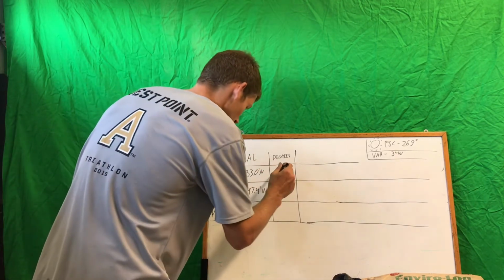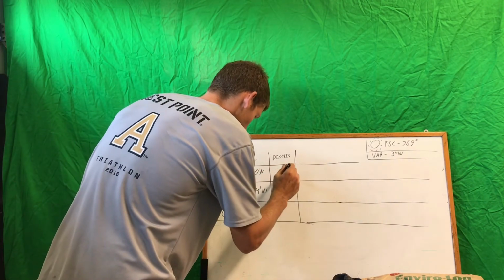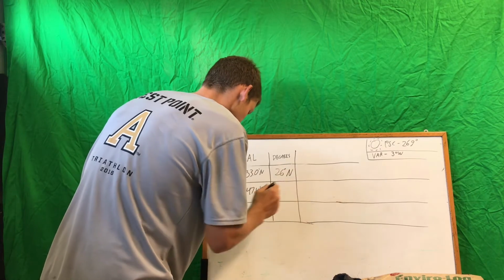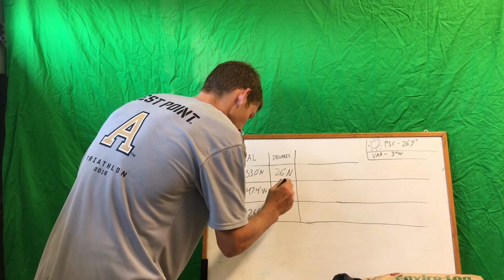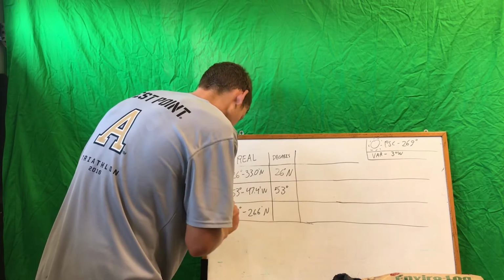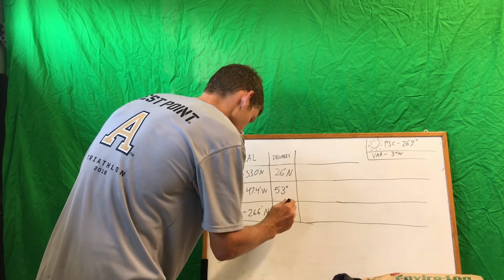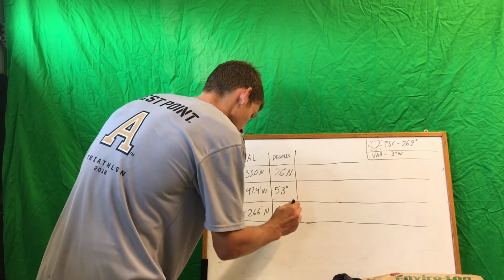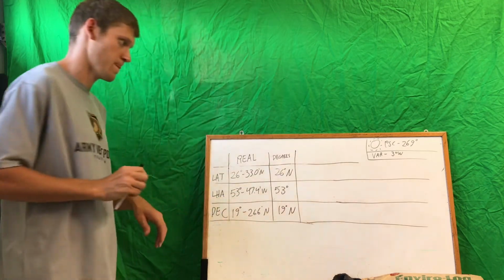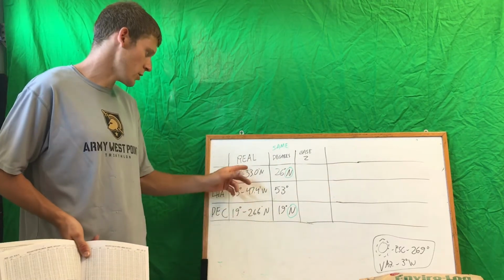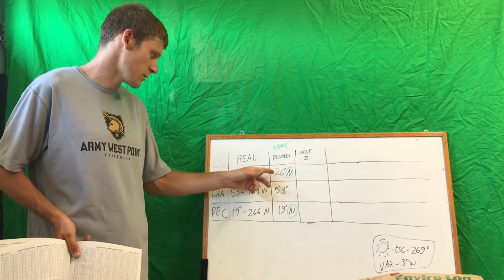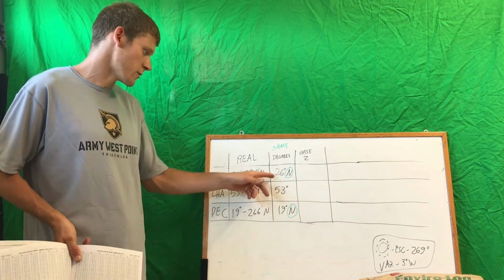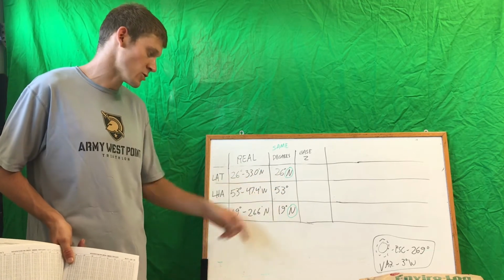So just take this and go 26 north, 53, and 19 north. Okay, so once you take your real numbers and you turn them into degrees, this is the key to the page you're going to flip to.